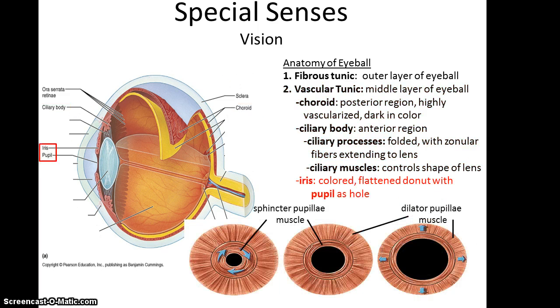Then you have the iris. The iris is the colored portion of the eye, whether it's blue or brown or whatever. It's sort of a flattened donut with a hole in the center, and the center hole is referred to as the pupil. And so the important thing of the iris is that it's made of smooth muscles, and it will contract or relax, basically to cause the pupil to contract or dilate.